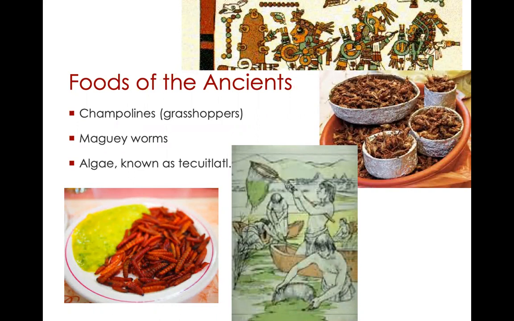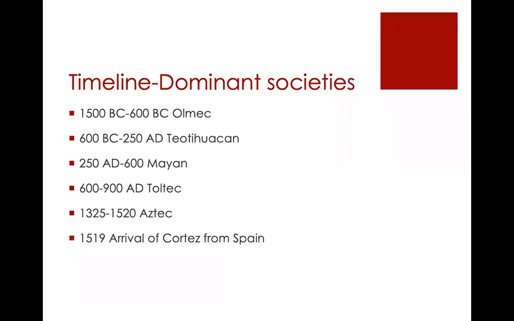And the maguey plant is used to make different liquors. And then the maguey worms, if you take out part of the maguey plant, it can actually kill it. So you have to be really careful. The maguey plants are grown on haciendas, which are these large farms. And then algae, known as Tecuitlatl.